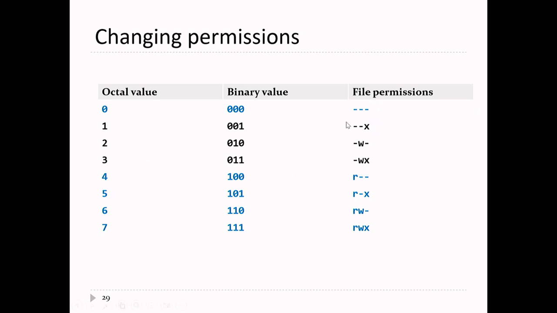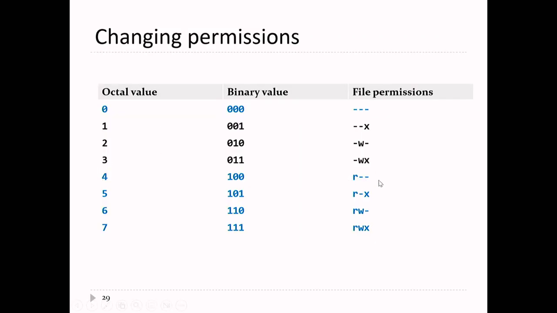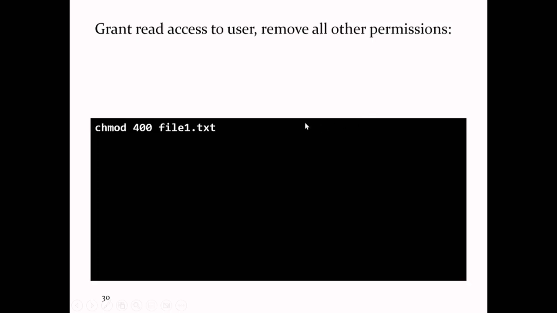Okay, now there are 3 groups of permissions for every file. So there are the user permissions, the group permissions, and the everybody else permissions. So you specify 3 octal values to change mode. For example, change mode 400. Just look up what the numbers mean. 4 means read only, 0 means nothing. So this says for the file1.txt, give the user read access and take away all other permissions from all the users.